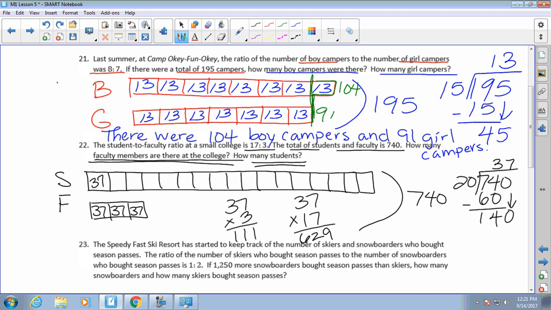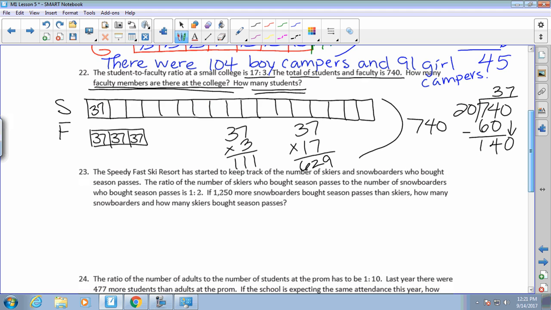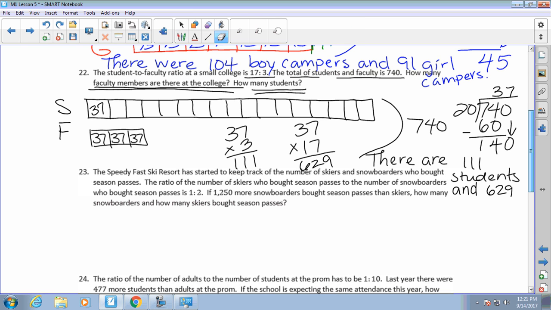All right. So now that pretty much answers the question. We have to write it out in a sentence. So your sentence should say, there are 111 students. I recommend using an extra sheet of paper if you need it. I don't have that option on the smartboard. And 629. Oops, I did that backwards.